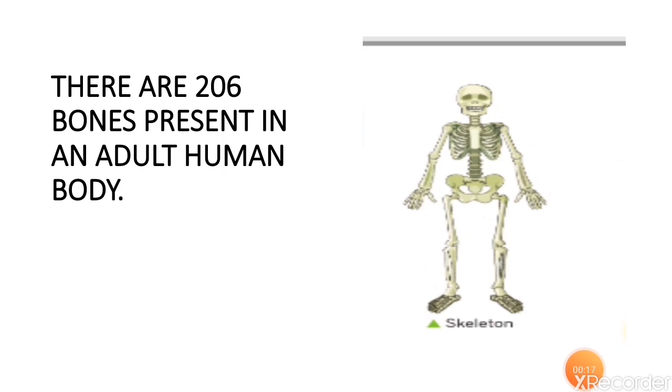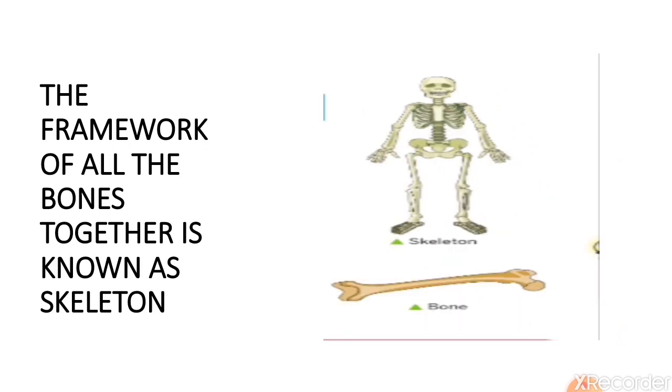We all have a skeleton inside our body. There are 206 bones in an adult human body. The framework of all the bones together is known as the skeleton. Okay, understood? The framework of all the bones together is known as the skeleton.